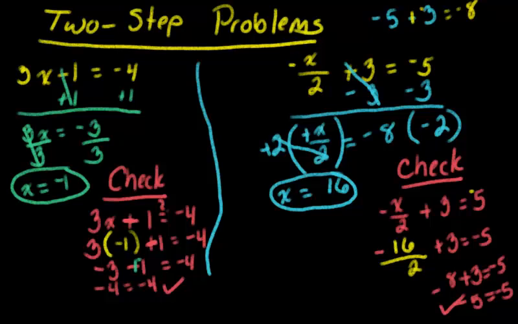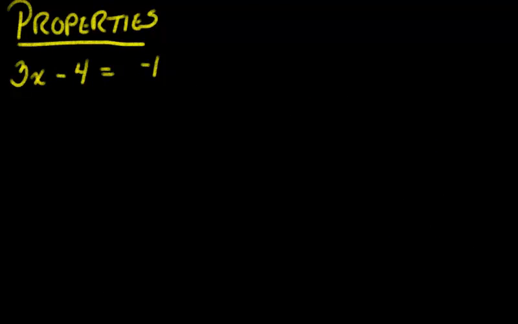We also can solve this using the properties. So if we want to solve this using the properties, let's put a color here. So first thing, this is our given. This is what you're given. And then we're going to add 4 here to both sides, because we want to start off by isolating the variable.